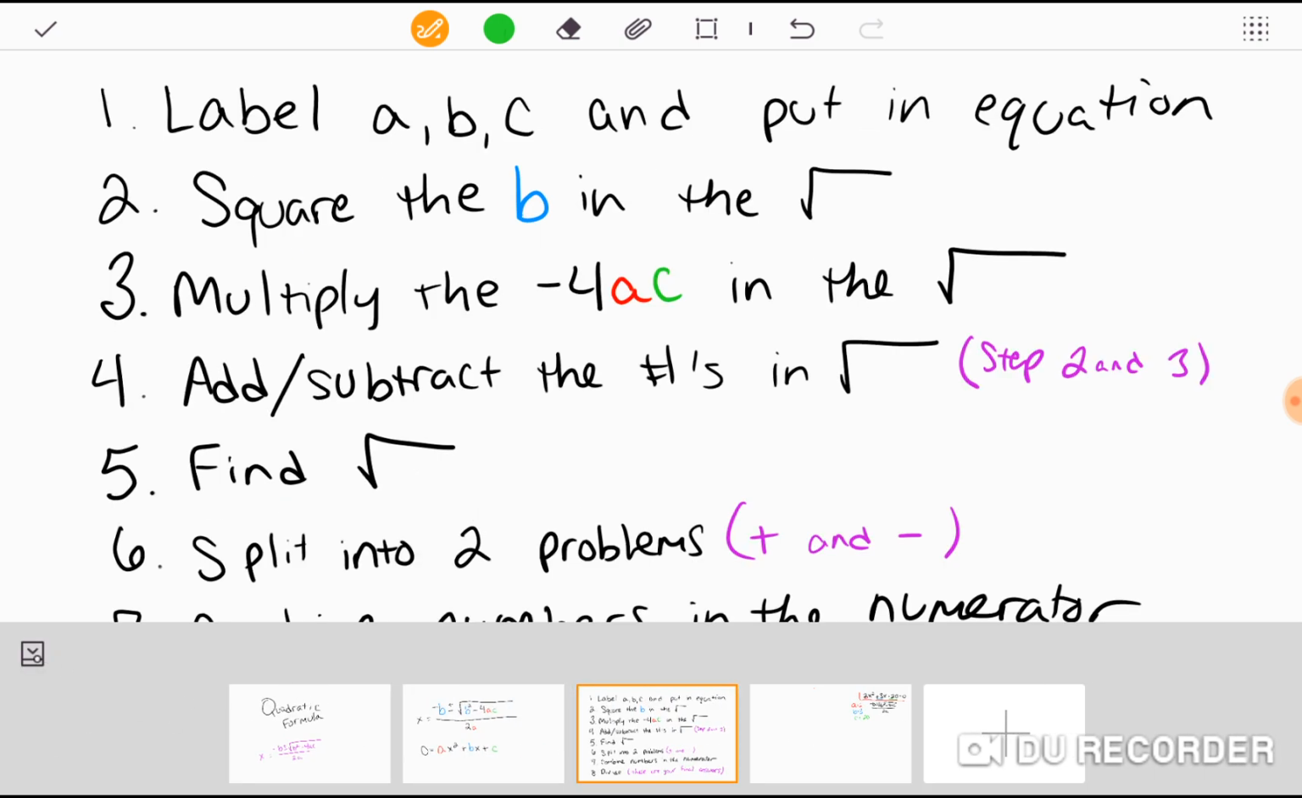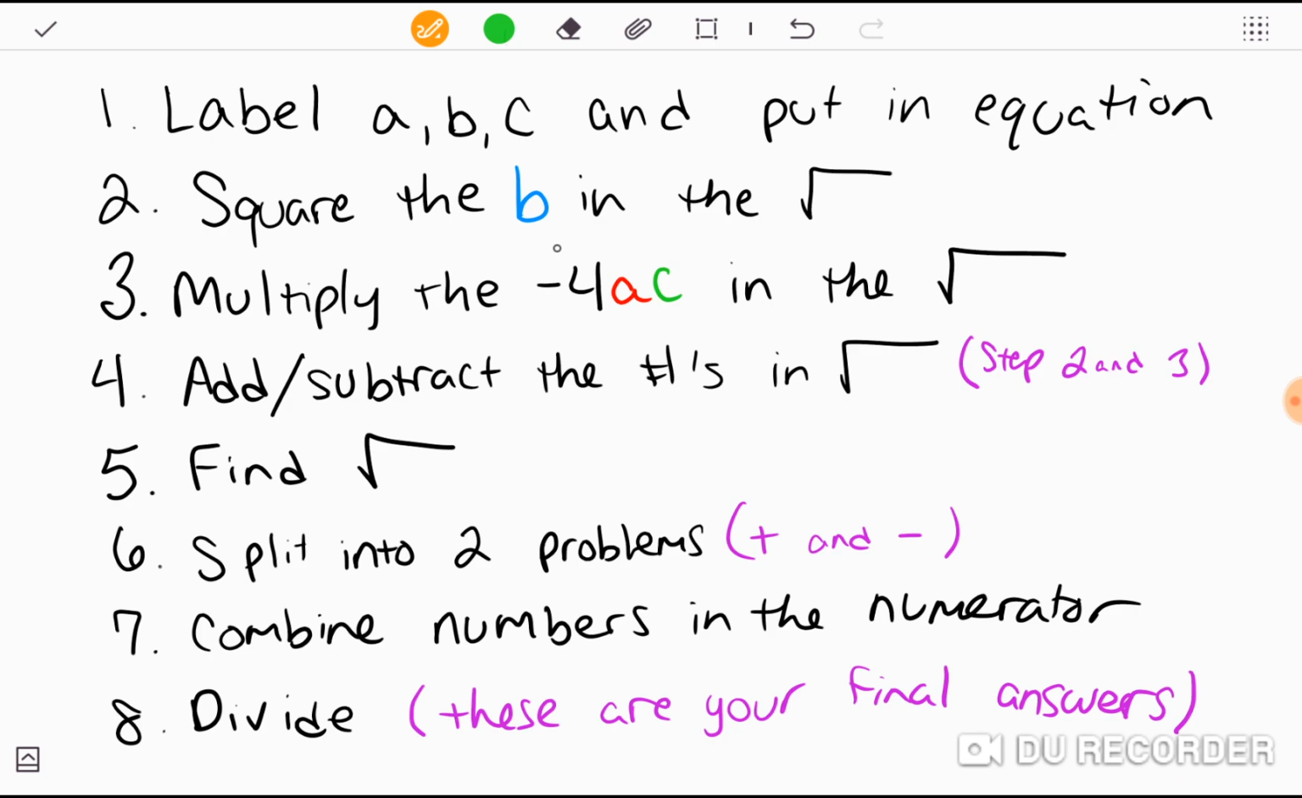So I've broken it down into 8 steps. If you follow these 8 steps, it does the problem for you. I'm not going to stay on this slide for too long, so if you need to, pause the video, write these down, and then start it back up. So first thing you do, label your A, B, and C. It's going to make your life so much easier, and that helps you in both math and in science.